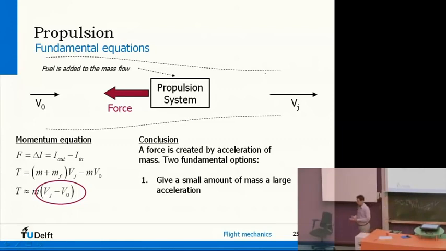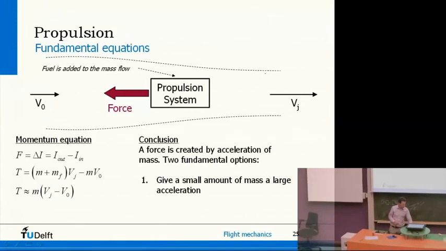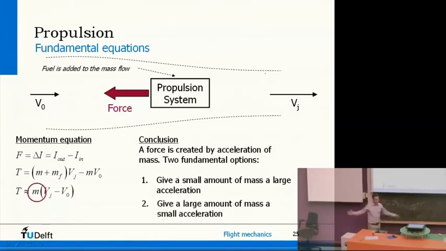So basically you have two options in order to create the same amount of thrust. You could say, okay, I take a little bit of air and I accelerate it a lot. Then you would be playing with this jet velocity. Whereas you could also say, I'm actually going to take a lot of air and give it a little push, and you get the same amount of thrust. So you can take a lot of mass, little acceleration, or a little mass, a large acceleration, or anything in between. And that's really the difference between all these types of propulsion systems. So that's important to keep in the back of your head.